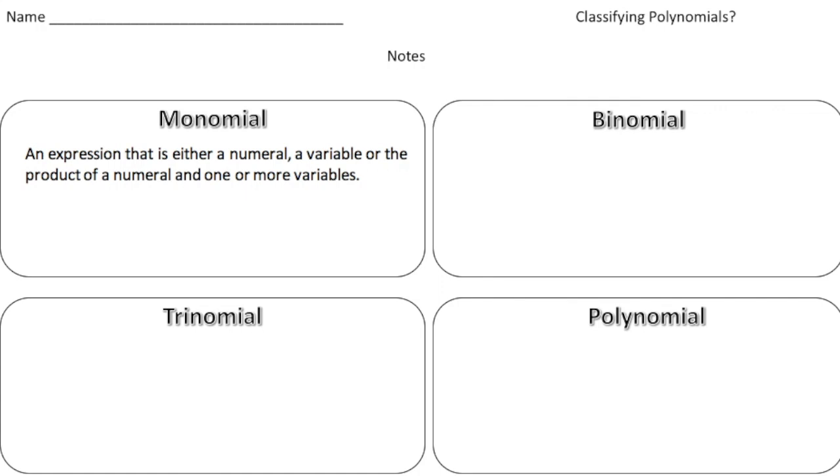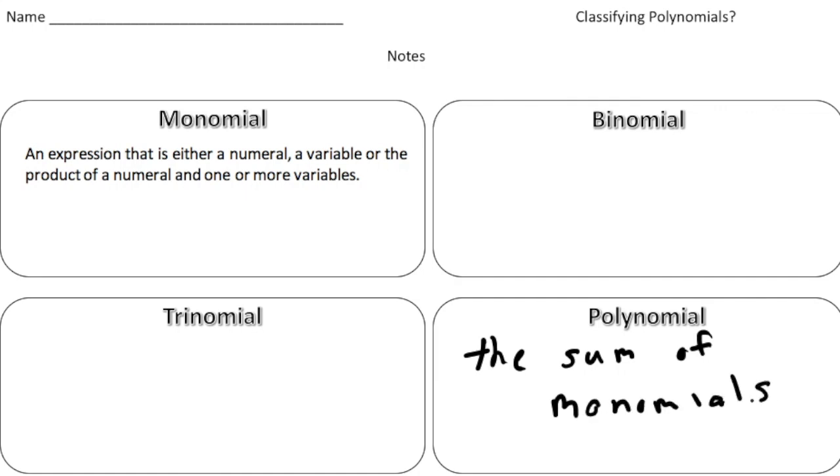If you notice on this page we have something called a monomial, a binomial, a trinomial, and then a polynomial. Well, a polynomial is just the sum of monomials. So let's write that down. It's the sum of monomials. You're probably wondering, what in the world is a monomial?